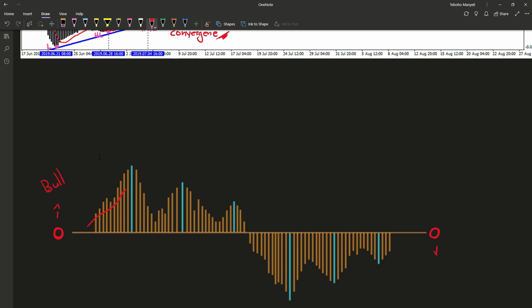Anything below 0, so all these histograms down here, these are all representing your bears. Okay, so when you see histograms below 0, you know the bears are in control. If you see histograms above the 0, it means the buyers or the bulls are in control. So while this is happening, this means the bulls are still extremely strong. So I'm going to hold it there. So for as long as the red line is below the histograms, this indicates strong bulls.